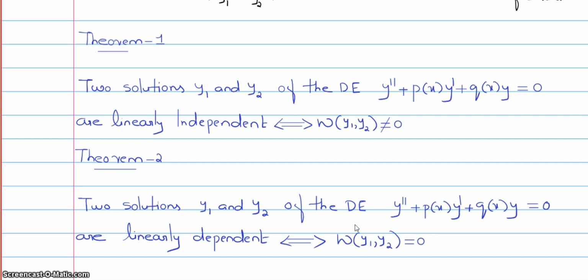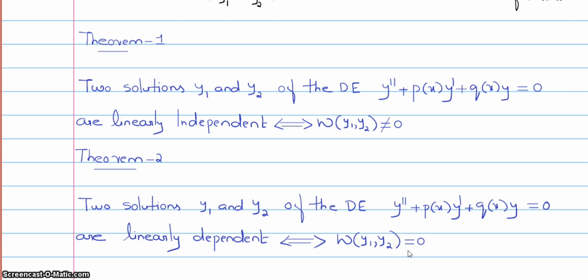These two theorems will help us to find whether the solutions are linearly independent or dependent. Let y1 and y2 be two solutions of the differential equation y double dash plus p of x into y dash plus q of x into y equal to 0. These solutions y1 and y2 are linearly independent if the Wronskian value is non-zero. Also, the two solutions y1, y2 of the differential equation are linearly dependent if the Wronskian value is 0.